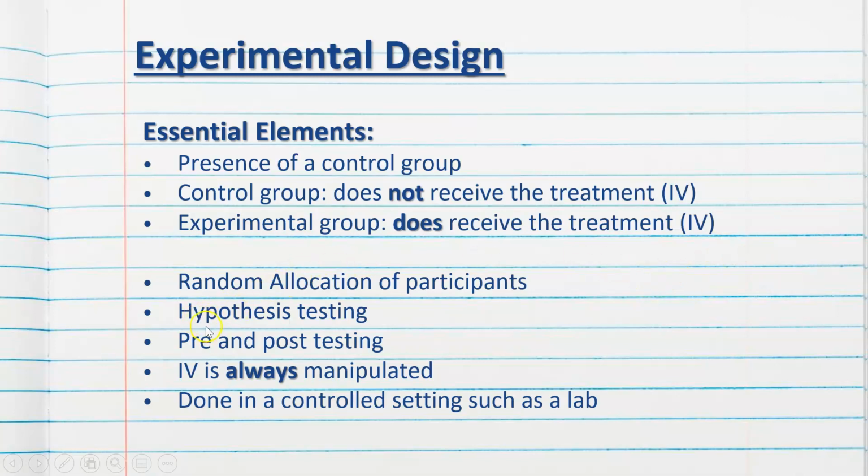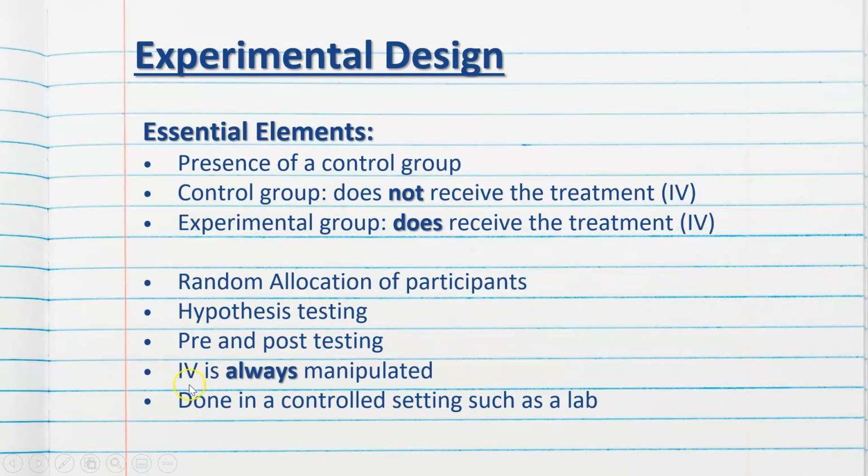Another essential element is that we are always testing a hypothesis. There is always pre and post testing. What this means is that we'll test the participants without the independent variable and then test them with the independent variable, which links to control and experimental group. But it also refers to the fact that we do our experiments over and over again. So we replicate the experiment several times. This is to make sure that our results are consistent.